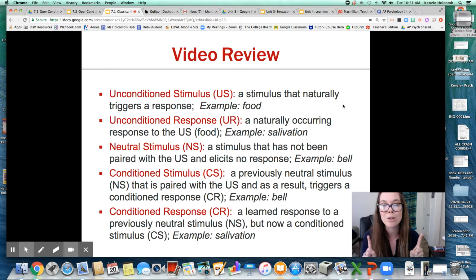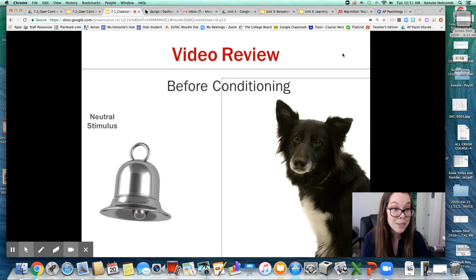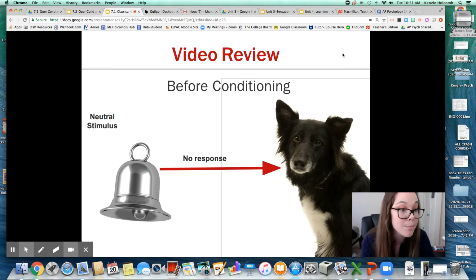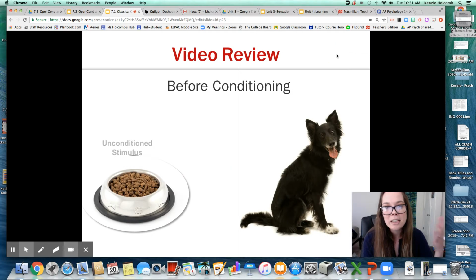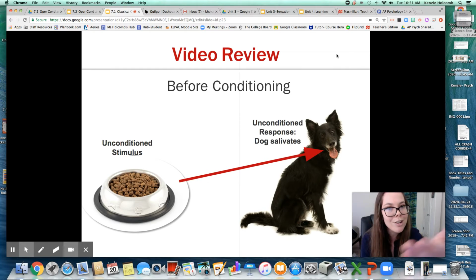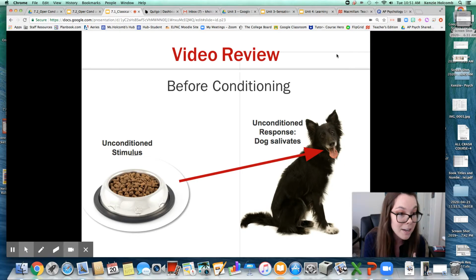And let me show you what it looks like visually, okay? First, before conditioning, no response. We could ring the bell, right? The neutral stimulus is not doing anything to the dog. It's neutral. It's not causing any response. And this is still before conditioning. The unconditioned stimulus, food, creates the unconditioned response of the dog salivating. If the dog sees food, it starts to salivate. Totally natural. This is all unlearned. We have not taught the dog anything.